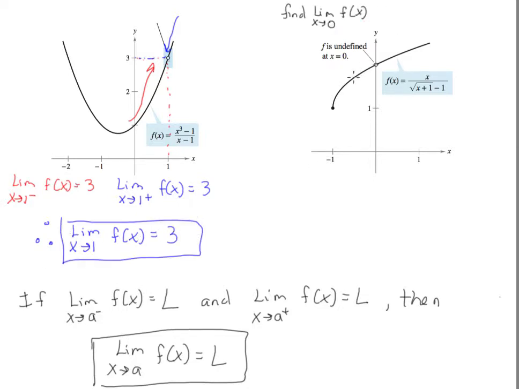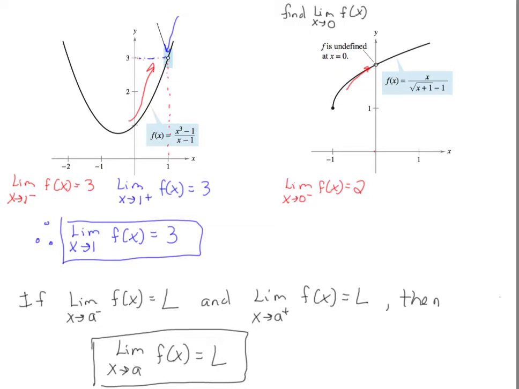Okay, for the second graph, we're going to look at the limit as x approaches 0 of f of x. So here's 0, and it looks like we're getting closer and closer to a y value of 2 from the left-hand side. So the limit as x approaches 0 from the left of f of x equals 2.